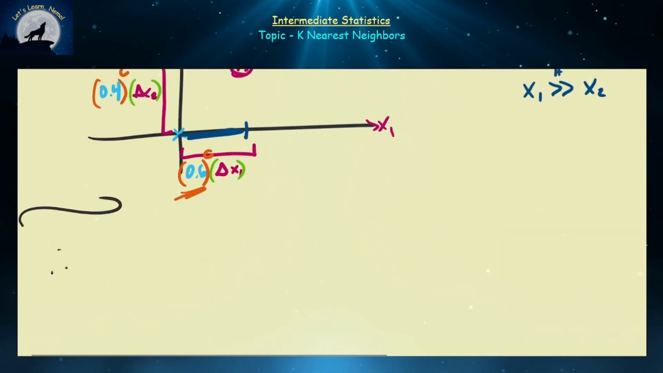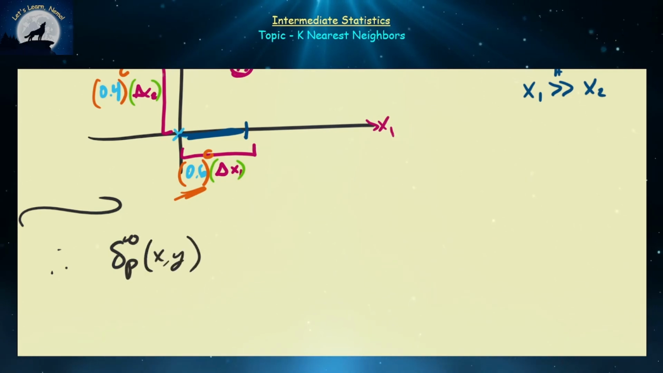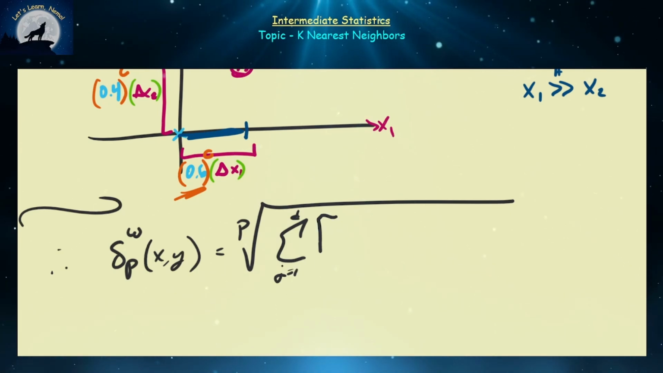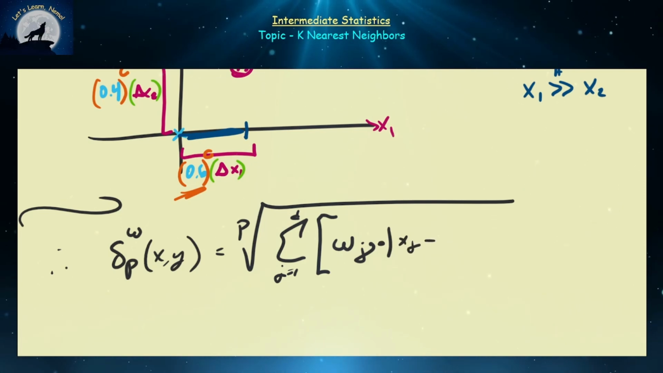But nonetheless, your metric that is considering weights under this value of p, d_w before you ask, is going to be equal to the pth root of, again, the sum from j equal to 1 to d. And then what we're going to do is we're going to do our weights here, and then the absolute value, and that's going to be multiplied by xj minus yj to the power of p. Right? So that is going to be your weighted metric.